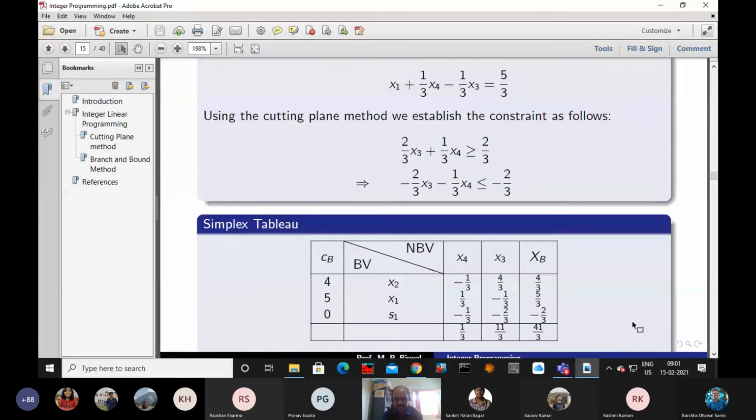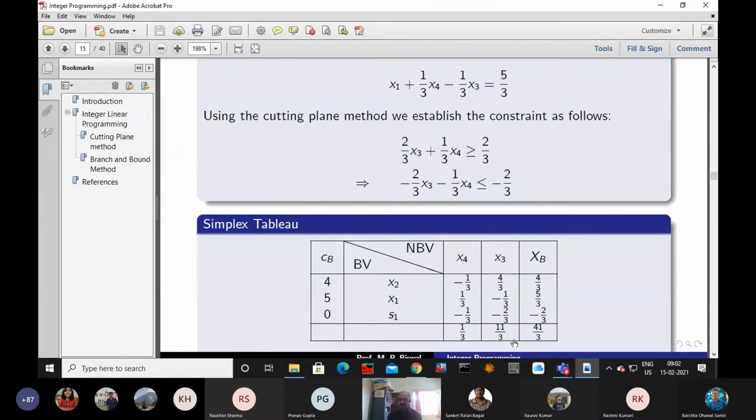Can we apply the primal simplex method here? No, because all the zj minus cj elements are non-negative, and there is one element in the right-hand side that is negative. So we are supposed to apply the dual simplex algorithm. The basic variable S1 is supposed to be non-negative, but it is becoming negative, so we say it is infeasible. S1 is minus 2/3.